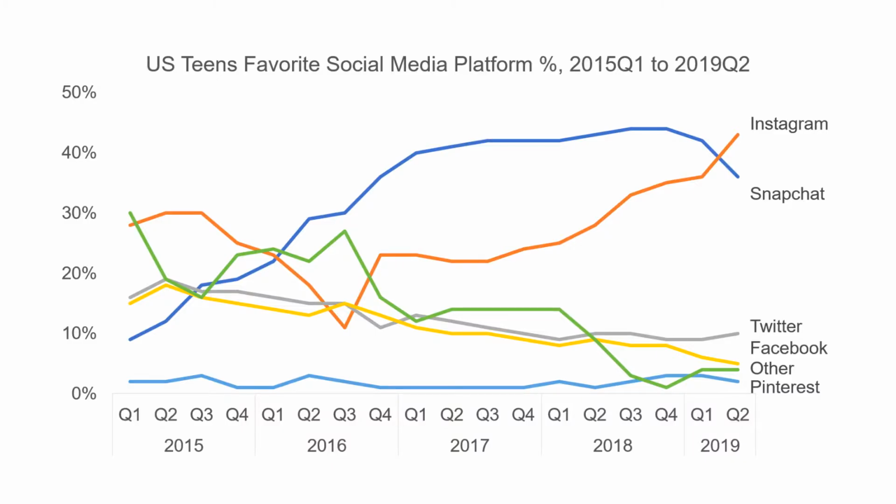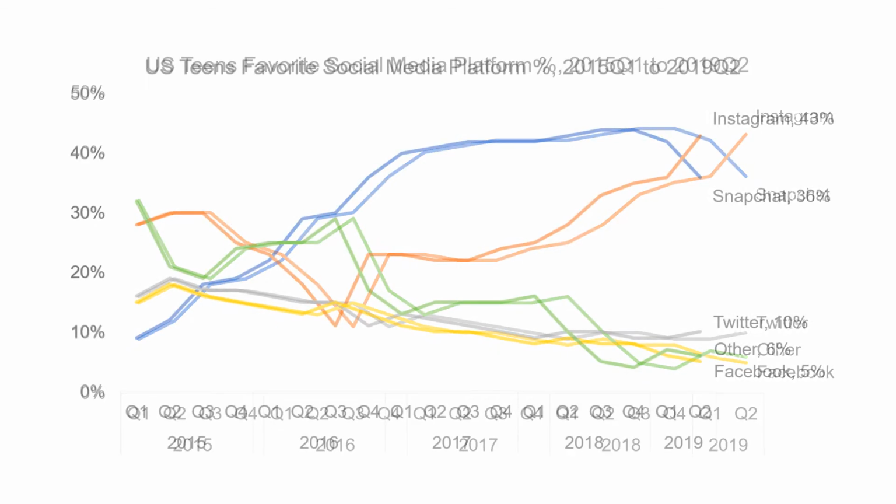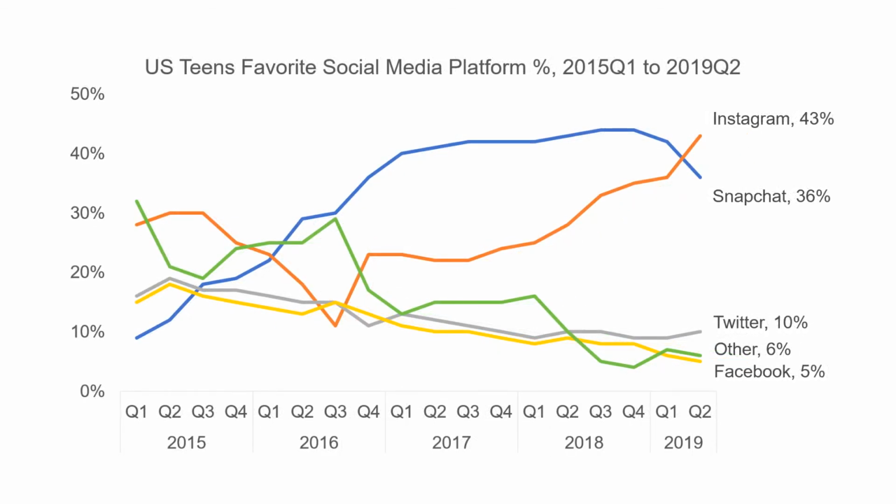Take a look at Pinterest. Its peak value is just 3%. It's unlikely to be a focal point of our story. So let's roll Pinterest into the other category, creating some more space for our labels and simplifying our chart. I'm going to add some data labels showing each platform's market share in the most recent period.